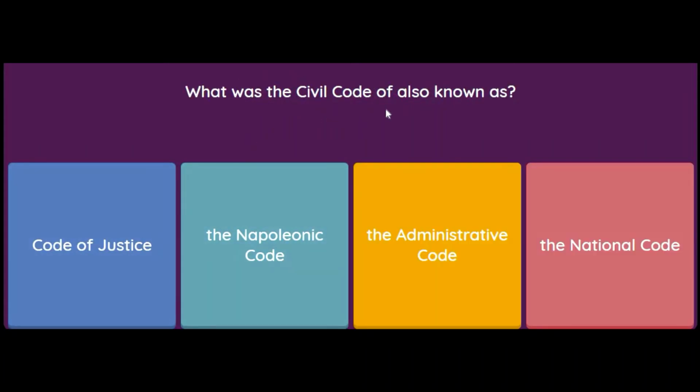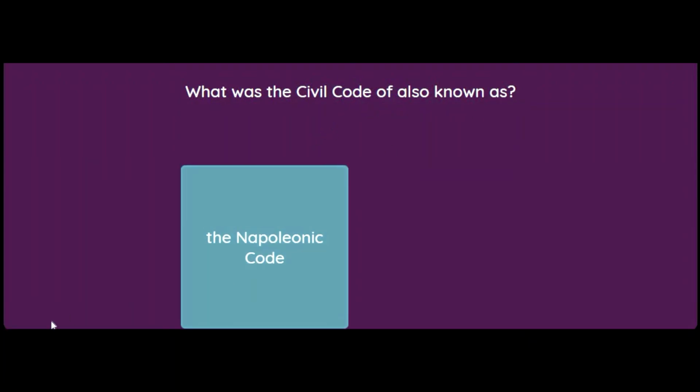What was the Civil Code also known as: Code of Justice, the Napoleonic Code, the Administrative Code, or the National Code? That's an easy one. We know the Civil Code of 1804, also known as the Napoleonic Code.